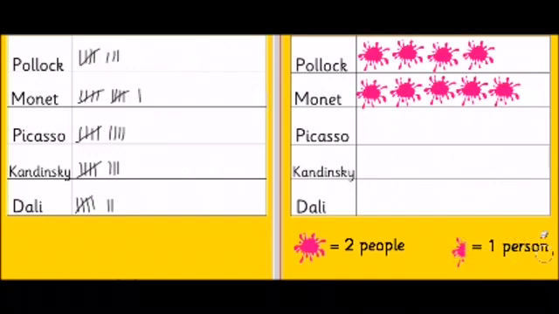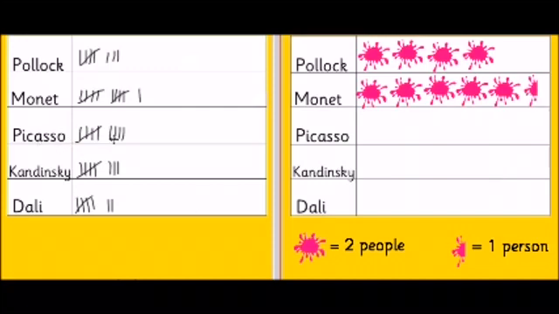And luckily, I've got that here. So you can see I've updated my key. Half a splat is going to be the same as 1 person. So we can pop a half a splat up there. We've got 2, 4, 6, 8, 10, 11. And we can still see our information nice and clearly.